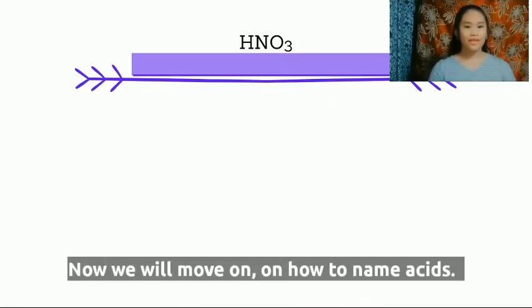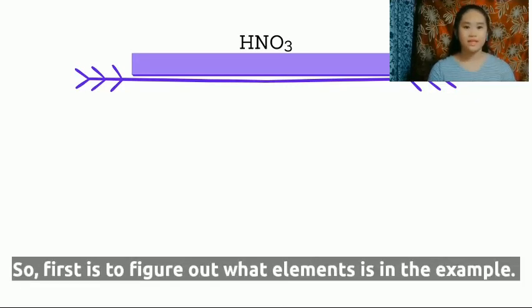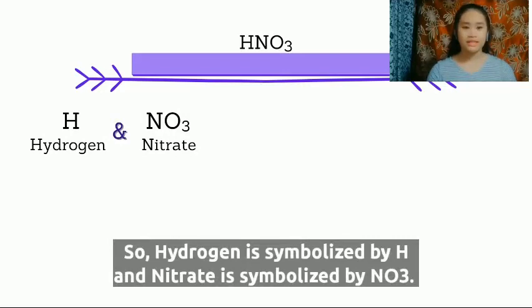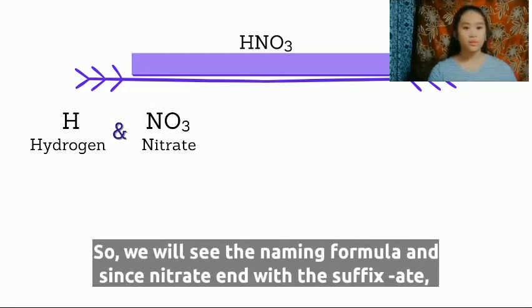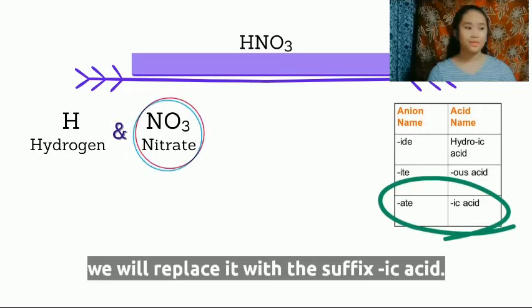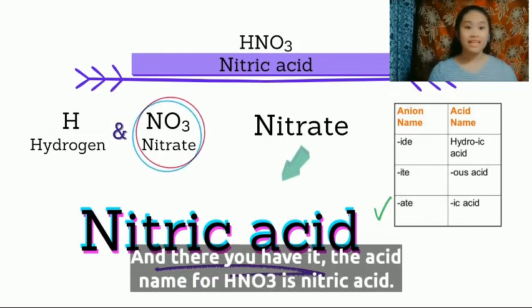Now we will move on to how to name acids. In this example, we have HNO3. First is to figure out what elements are in that example. So we have hydrogen and nitrate. Hydrogen is symbolized by H and nitrate is symbolized by NO3. So we will see the naming formula, and since nitrate ends with the suffix ATE, we will replace it with the suffix IC, acid. So nitrate will turn into nitric acid, and there you have it. The acid name for HNO3 is nitric acid.